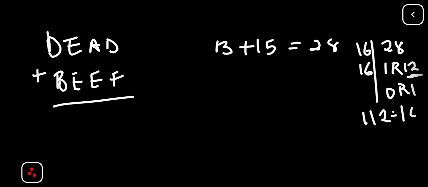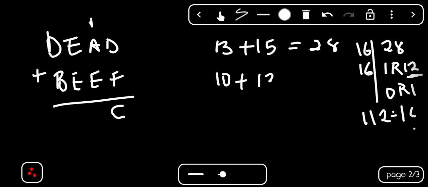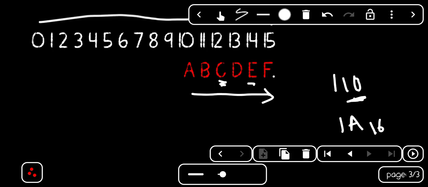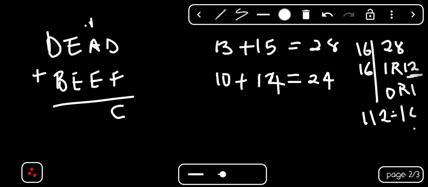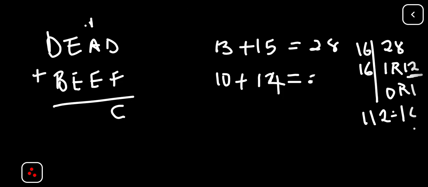Now what we're going to do is put C down and carry 1 up. Okay. Now A plus E. A is 10 plus E. Sorry, E is 14. If you check it out, E is 14 here. So this is 24. Now plus that 1 up there, so it's going to be 25.